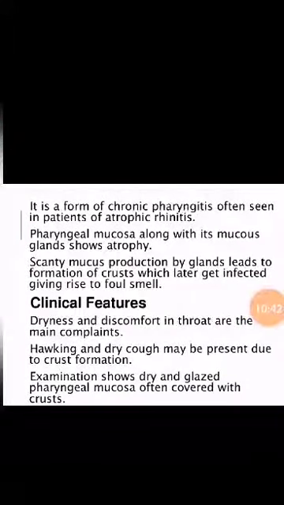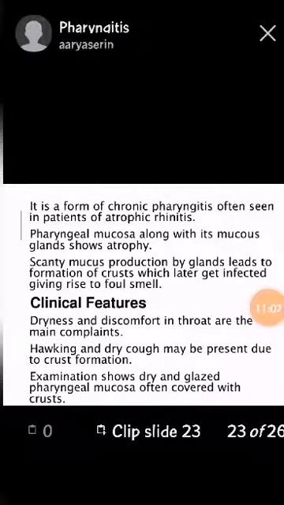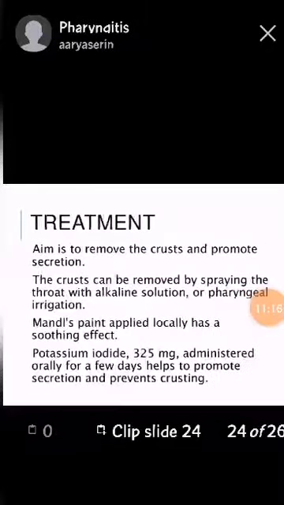Now some simple topics about pharyngitis. Atrophic pharyngitis is a form of chronic pharyngitis. What is atrophic pharyngitis? The pharyngeal mucosa along with its mucous glands becomes atrophic. Reduced mucus production by the glands leads to crust formation, and later it gets infected. Clinical features include discomfort in the throat, hoarseness, and foul smell. The pharynx is dry and the mucosa is covered with crusts.